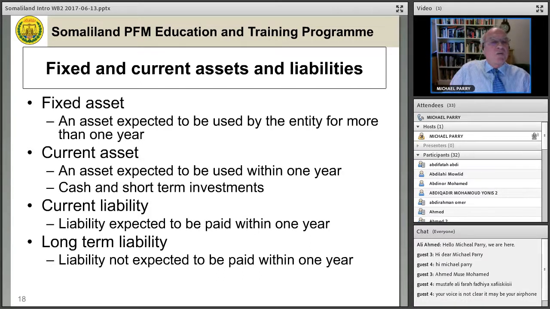The distinction between fixed and current assets and liabilities is a new concept which we've now introduced. A fixed asset is an asset expected to be used by the entity, by the business that is, for more than 1 year. A current asset is an asset expected to be used within 1 year. And we also include cash and short-term investments in current assets as well. They're actually not used, but because of their liquidity, they're counted as a current asset.